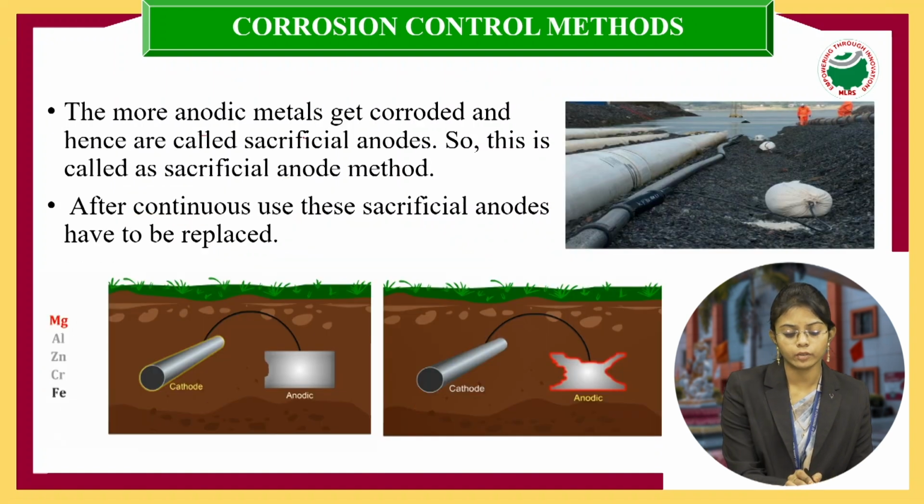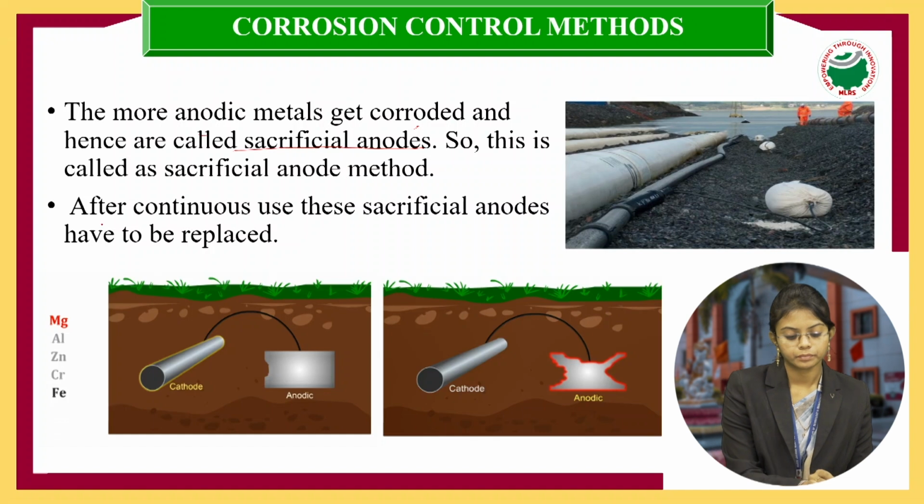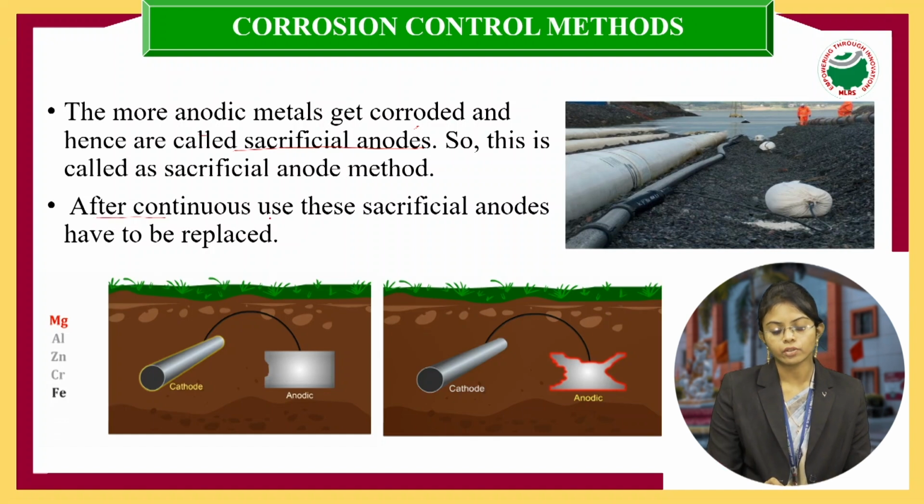The more anodic metal gets corroded, and hence it is called a sacrificial anode. So this method we call the sacrificial anodic method. After continuous use of these sacrificial anodes, they are going to be replaced.